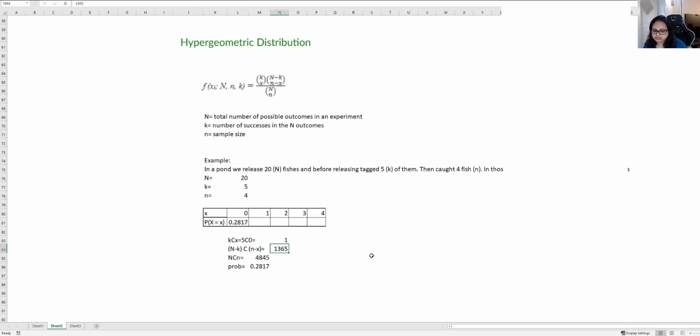So the combination would be 1365, and then the total combination, given those possibilities, with population size 20 choose 4, is this number. Then the probability would be 1 multiplied by 1365 divided by 4845. That's how I got this number.